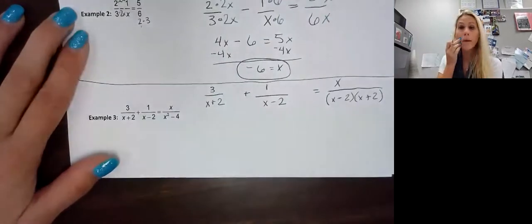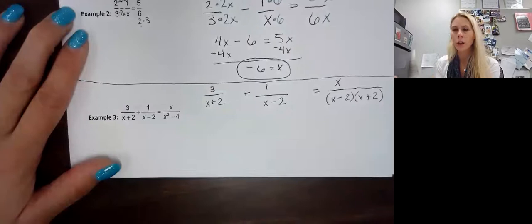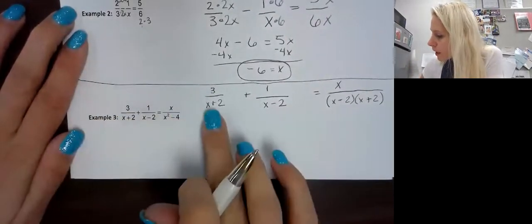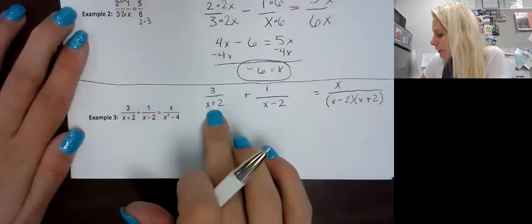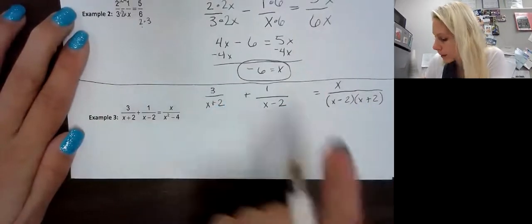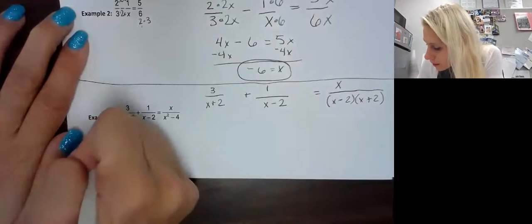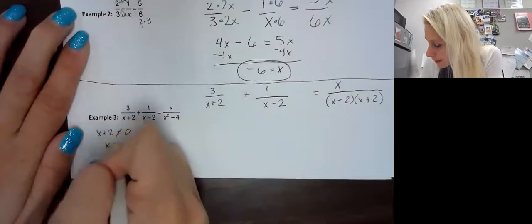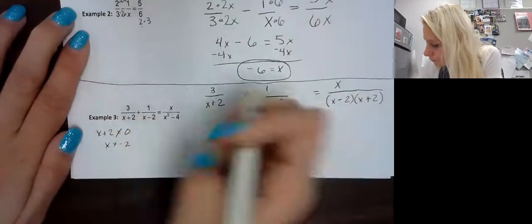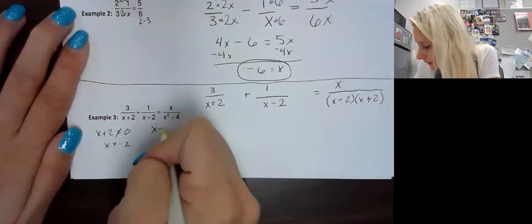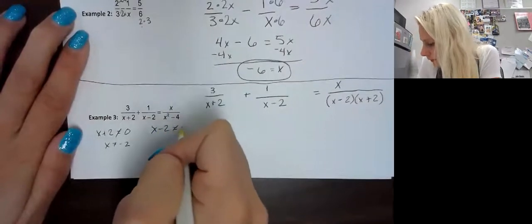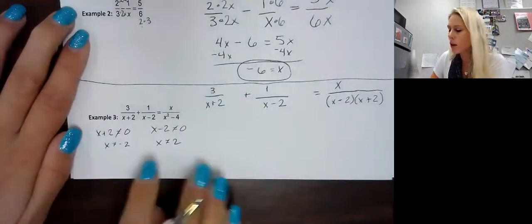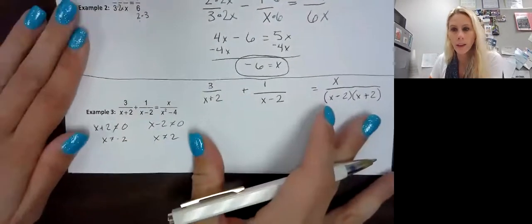All right. Remember, even though it's very tempting to go into solving right away, we need to do those domain restrictions. So I'm going to do it over here. So do you guys see? I just have to check x plus 2 and x minus 2. x plus 2 cannot equal 0. So x cannot equal negative 2. And I also have to do x minus 2 cannot equal 0. So x cannot equal 2. So these are what our values cannot equal at the very end.